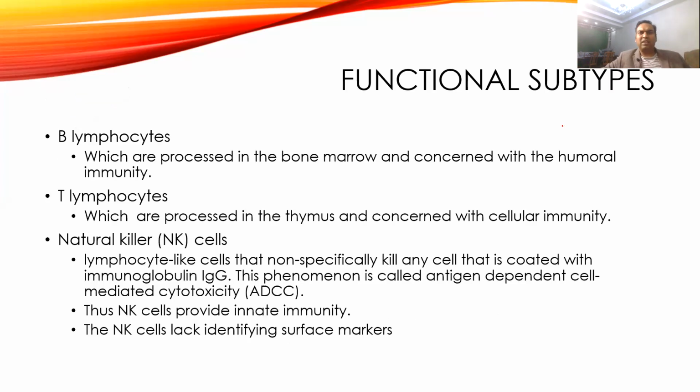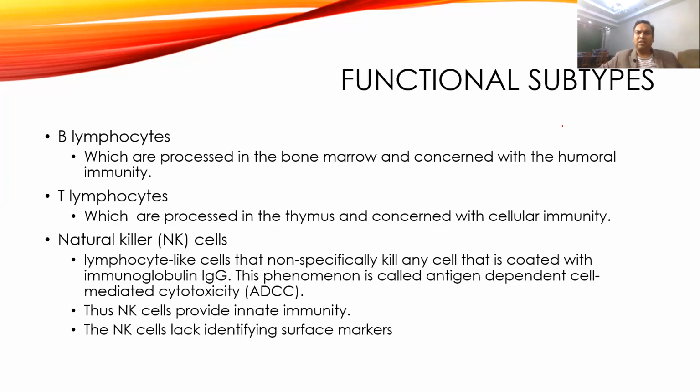Functionally there are two types, B lymphocytes and T lymphocytes, and these names are given depending upon how they get matured. B lymphocytes are formed in the bone marrow, and they get matured or processed in the bone marrow, and they are responsible for humoral acquired immunity, also called the production of antibodies. While T lymphocytes are formed in the bone marrow, and then they go out and are processed in the thymus, and that's why they are called T lymphocytes, and they are more concerned with acquired cellular immunity.